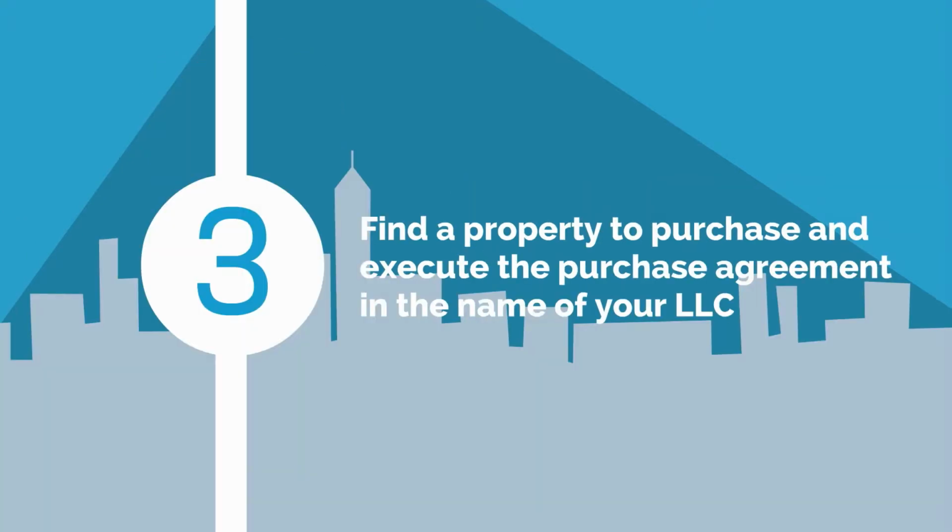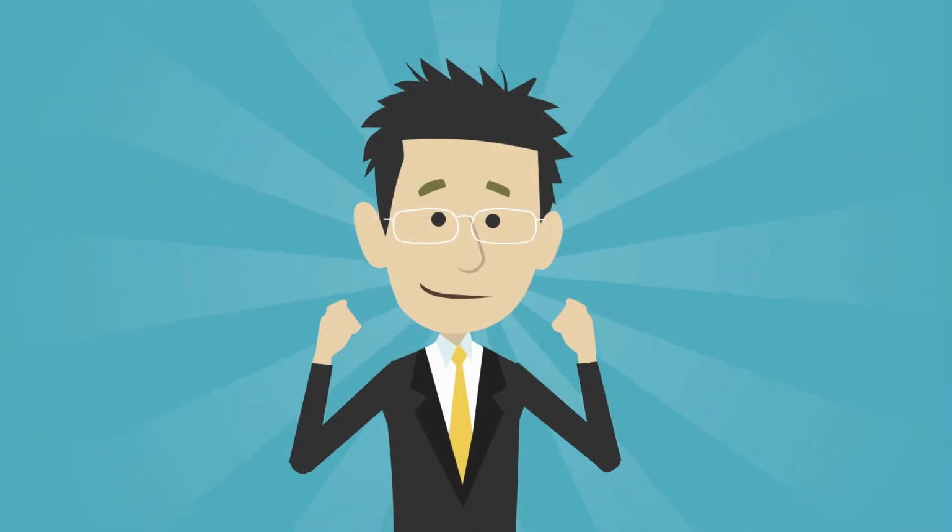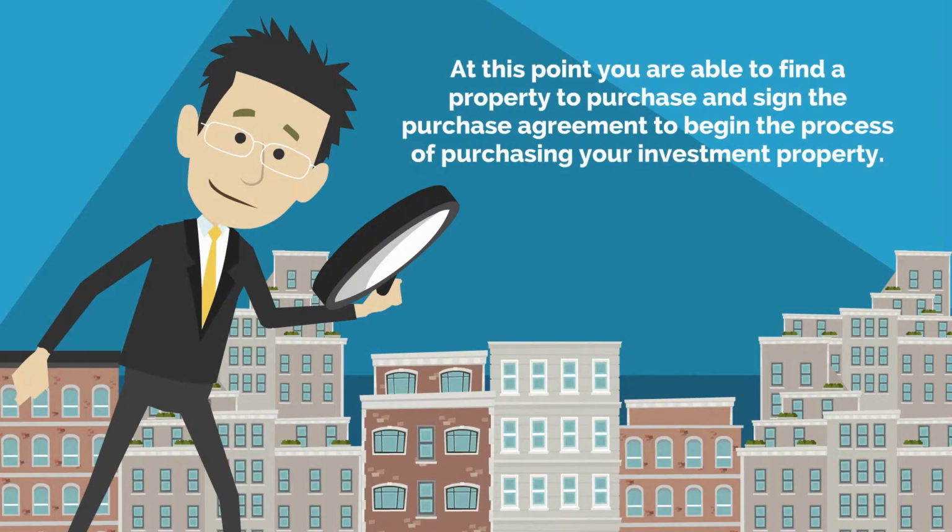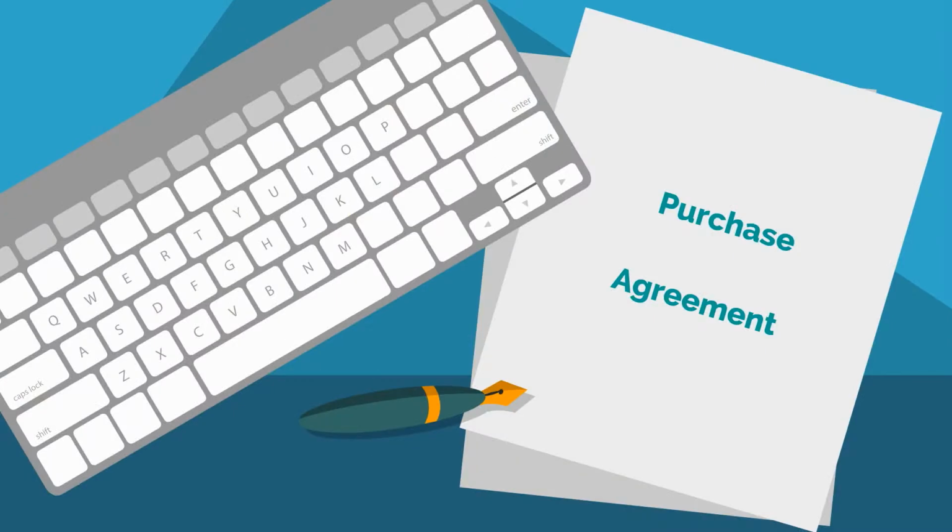Step 3. Find a property to purchase and execute the purchase agreement in the name of your LLC. This is the fun part. At this point, you're able to find a property to purchase and sign the purchase agreement to begin the process of purchasing your investment property. The signed purchase agreement is important when starting the next step.